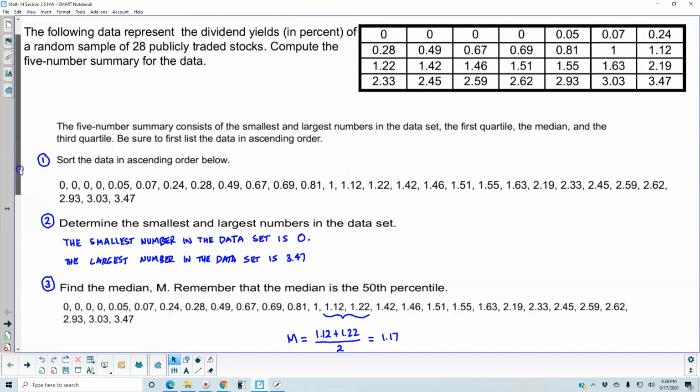So the first step that we want to do is sort the data in ascending order. So we're sorting all the data into ascending order. We're starting from 0, and the last number goes to 3.47. So 0 all the way up to 3.47.